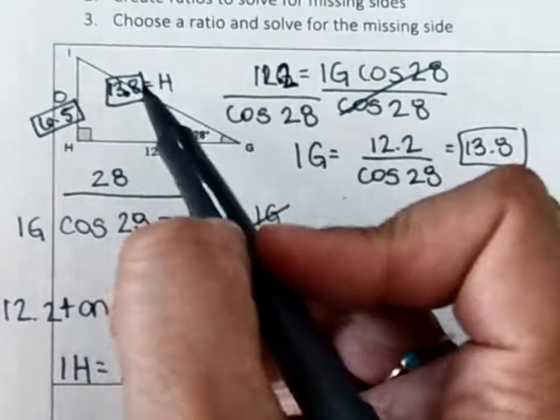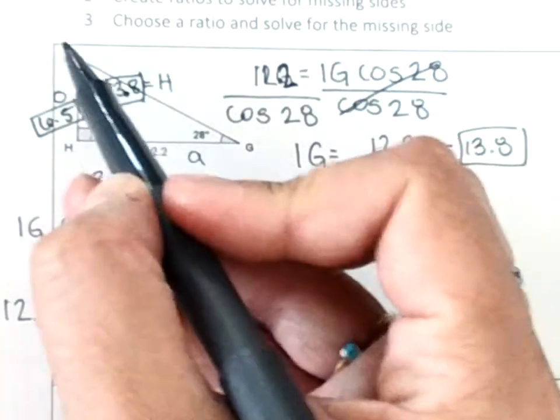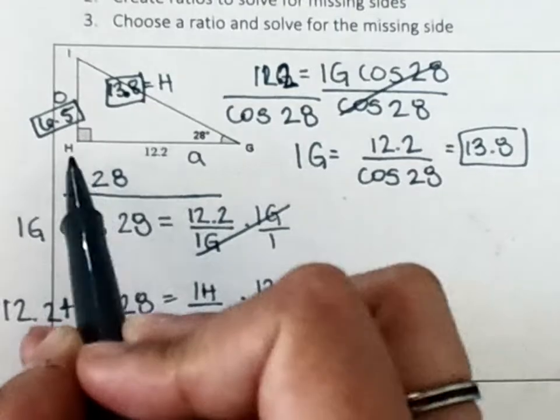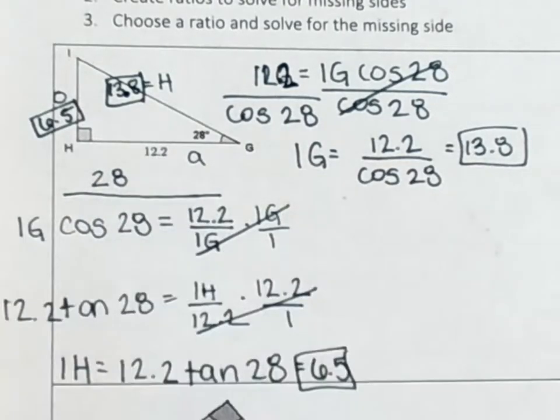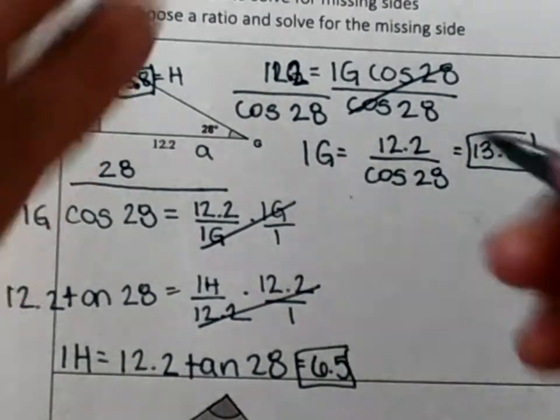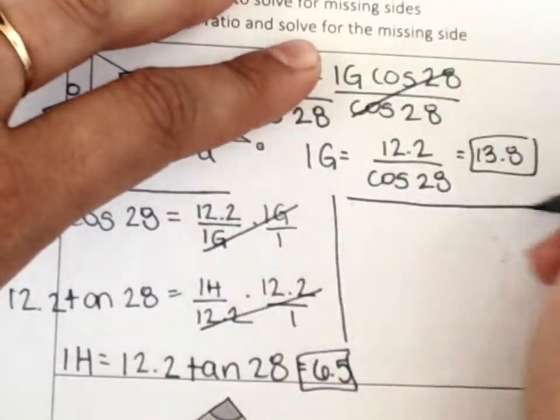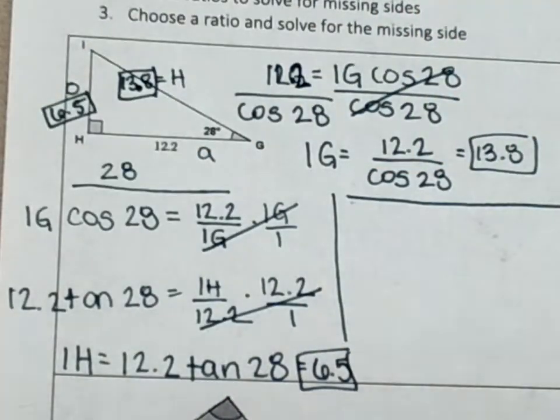Right now this makes sense to me. Our hypotenuse is 13.8. That's the longest length, as it should be. Our long leg is 12.2. Our short leg is 6.5. So right now the numbers look like they make sense to me. Now let's see if we could solve this differently.